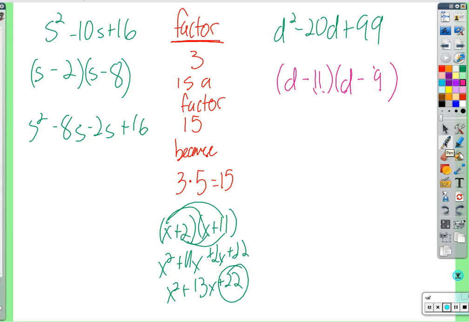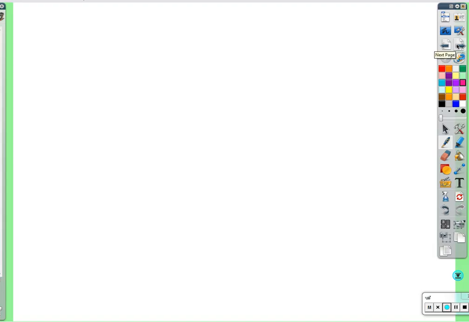So let's see if I can just kind of lay this out for you here. We're going to be working in 9.4 and 9.5. We're going to do some factoring. It's actually simpler factoring than what we have been doing. Factoring what's called a monomial. We'll talk about what a monomial is.